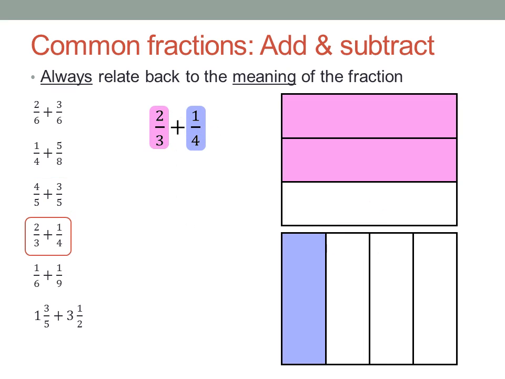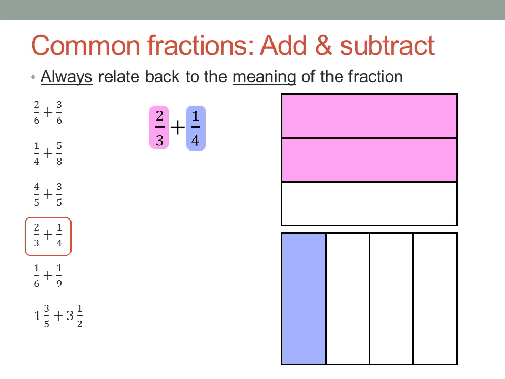What about unrelated denominators? 2/3 plus 1/4. Well, I need the pieces to be the same size before I can work this out. What size can I use? I need to break the thirds and the quarters up into pieces the same size. How do I work out what size?